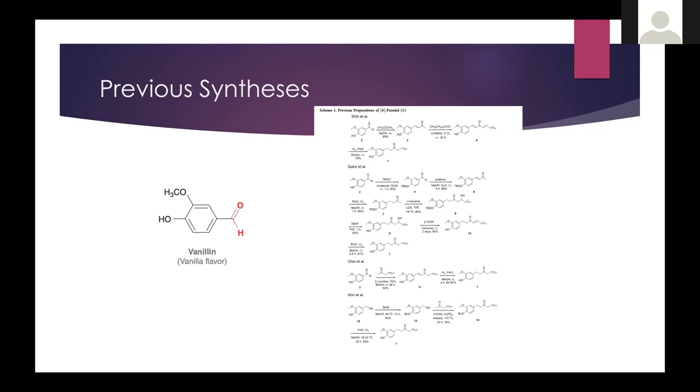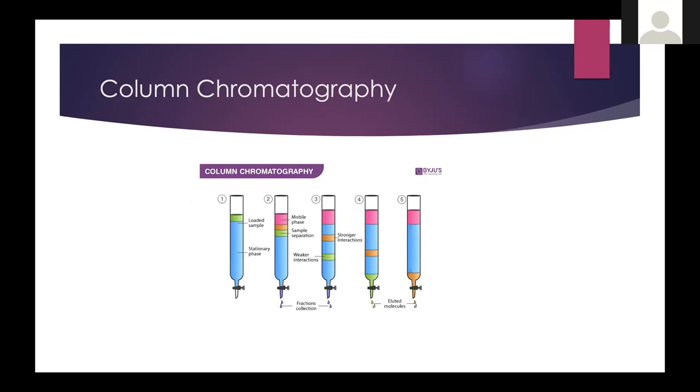This sounds great, but to synthesize on a large scale would be difficult, as they needed to use column chromatography to purify the compound. Column chromatography uses polarity and hydrophobicity to separate the compounds. Then the layers are dripped, poured into containers, separating the layer with the product that is desired.